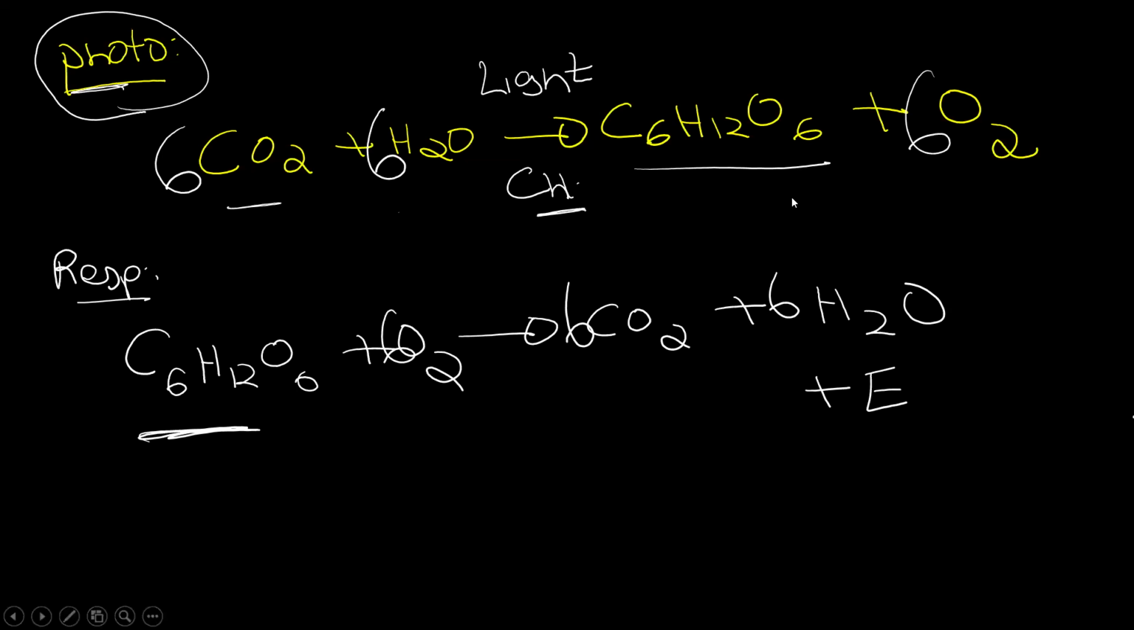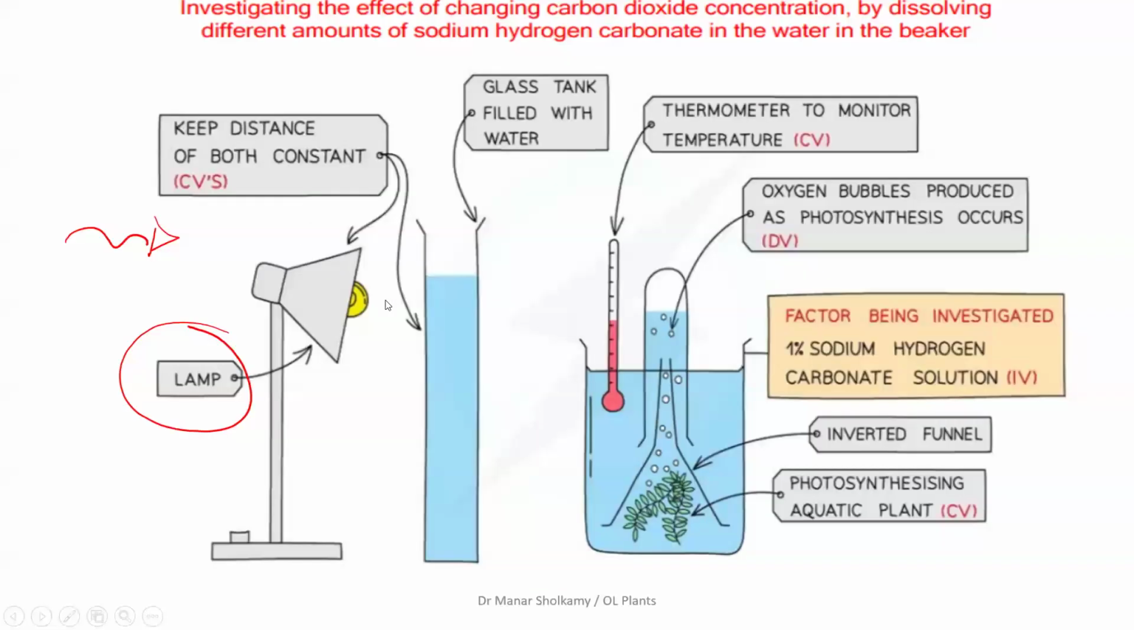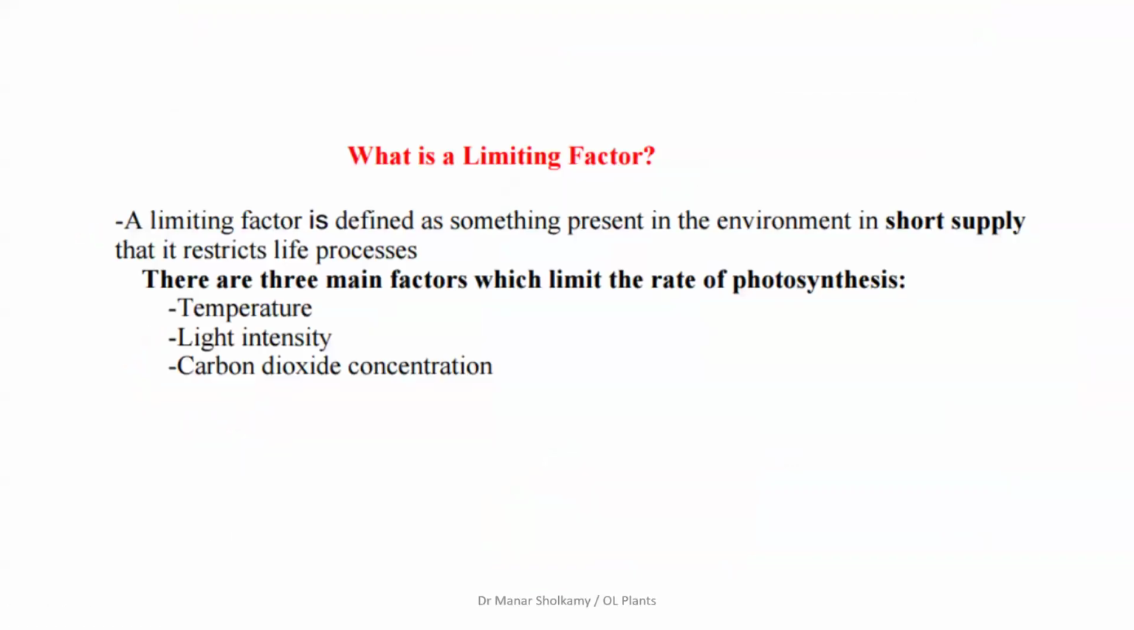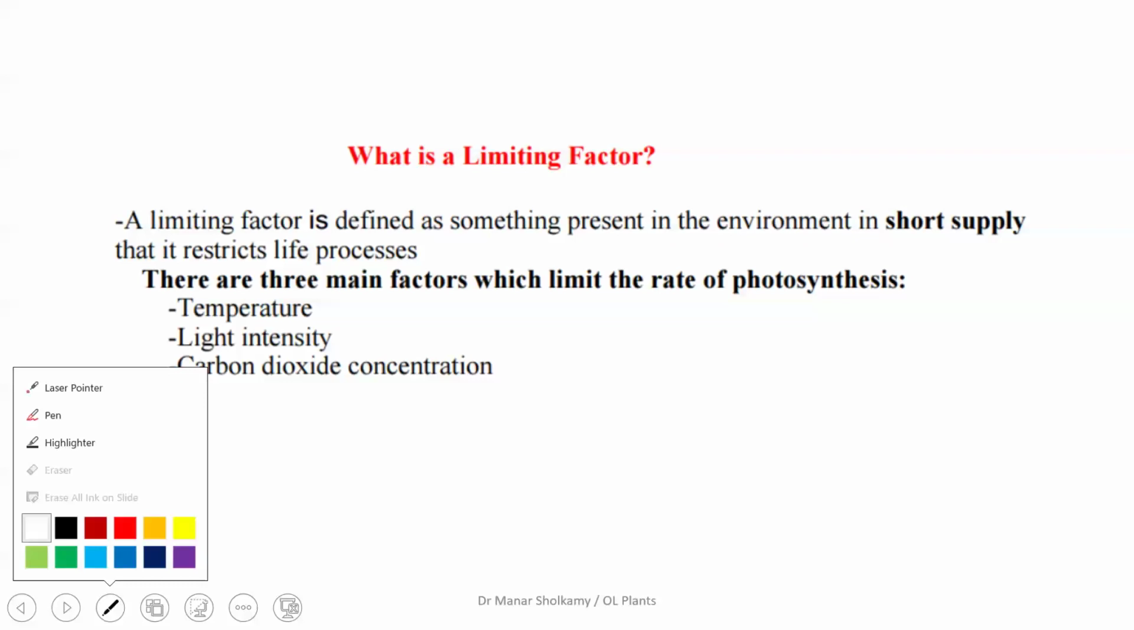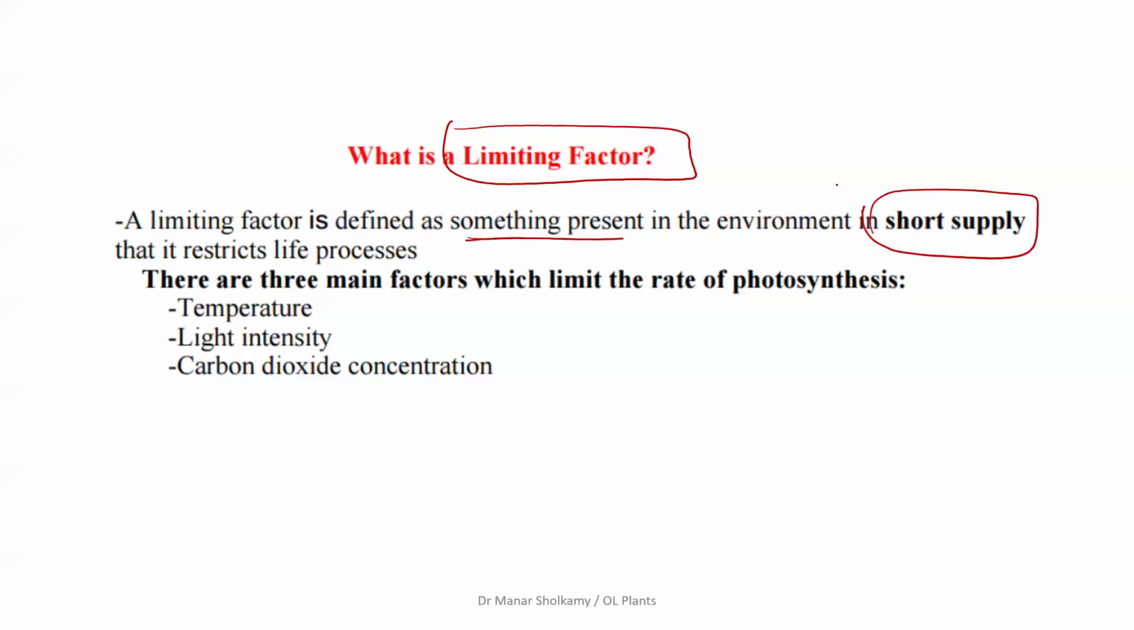Okay, going back to my PowerPoint, this is the experiment that we revised. Now let's move on from there so we don't waste time. Now we will move on to the supplement material. And the first thing that you need to know on the supplement material is the definition or the term limiting factor. Limiting factor can be used with plants or it can be used with any other life process. What is the definition of a limiting factor? A limiting factor is defined as something present in the environment in short supply that restricts life processes.